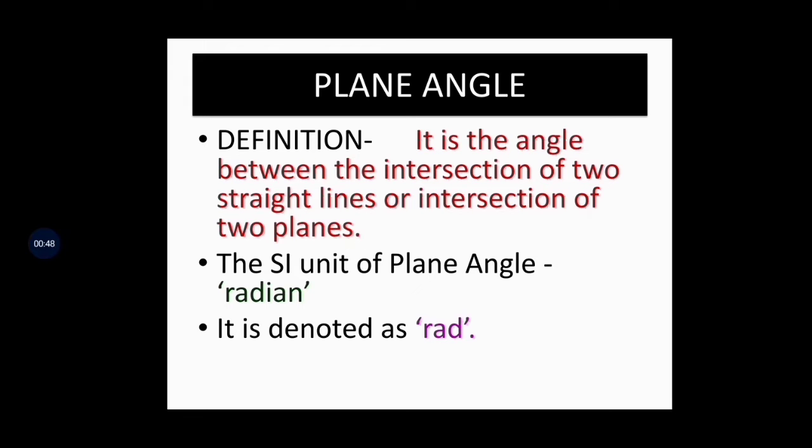We know that the SI unit of length is meter, right? Usually we denote the meter as small m. Like the same, the SI unit of plane angle is radian and it is denoted as rad, R-A-D. It has to be written in small letters. We should not use capital letters.